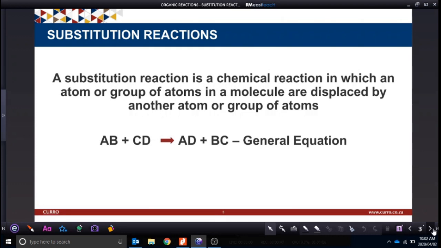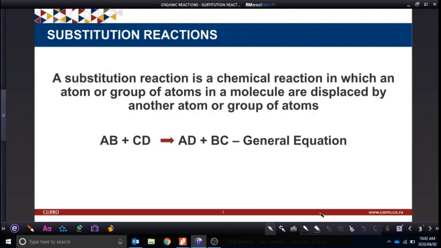So what is a substitution reaction? That's what the word says. It's going to substitute something. So a substitution reaction is a chemical reaction in which an atom or a group of atoms in a molecule are displaced or substituted by another atom or group of atoms.